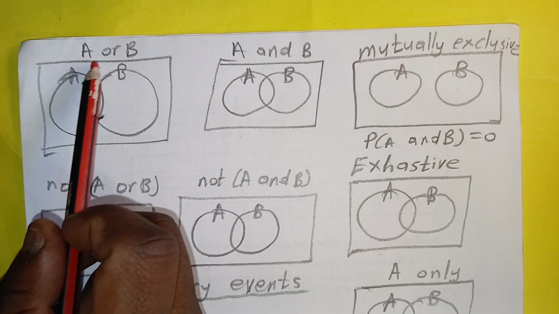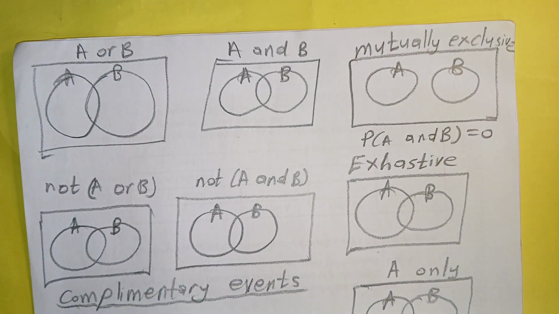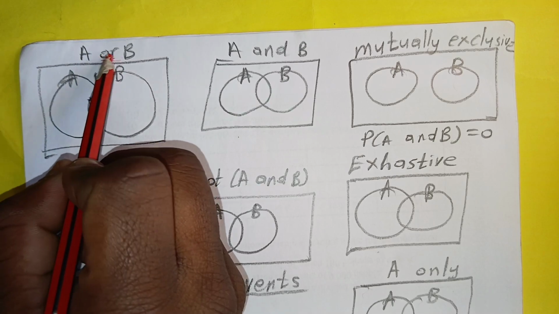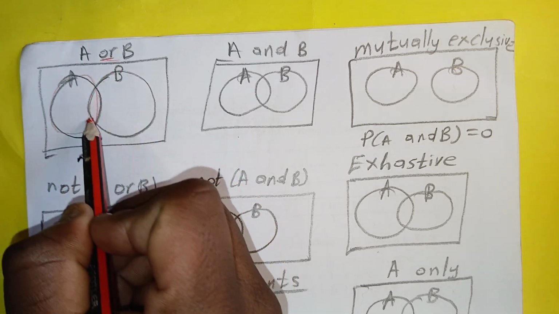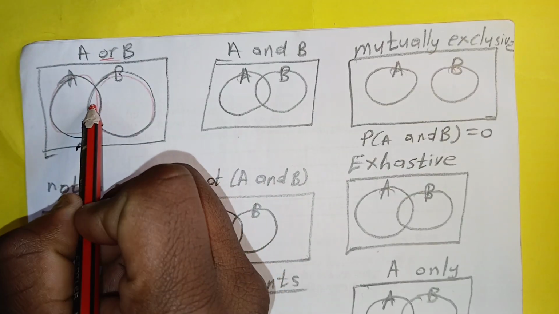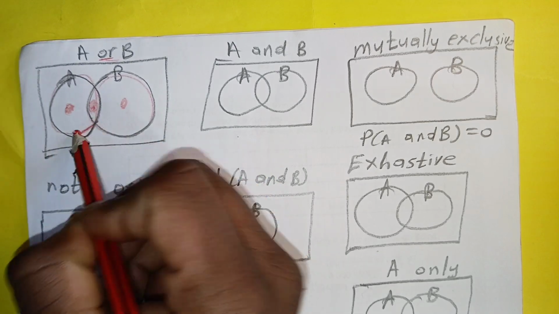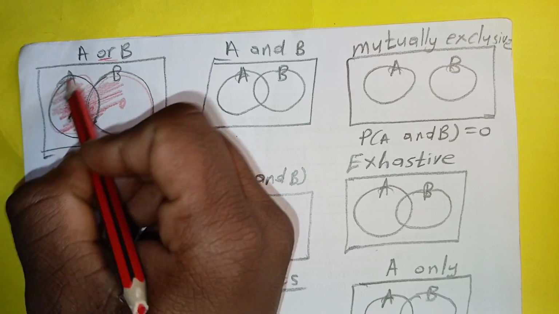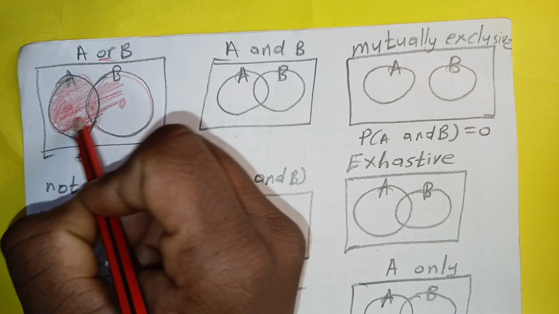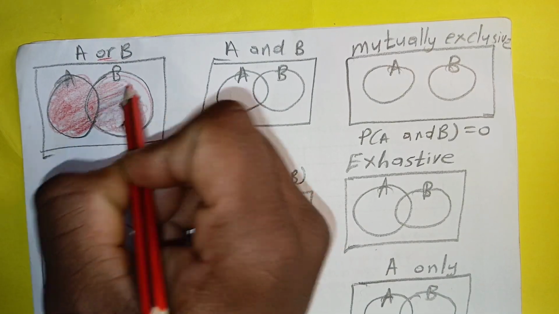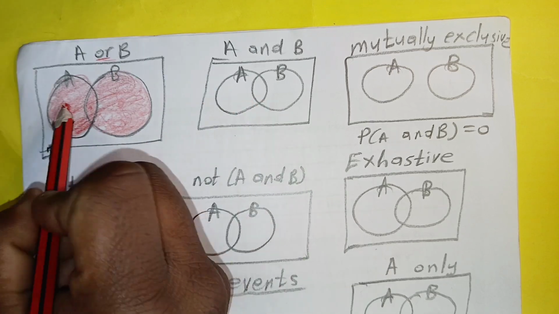In this video I just want to show you this type of question, whereby they say shade A or B in this diagram. When they talk about A or B, they talk about three things: A, or B, or both of them. So we shade all this part here. When they talk about A or B, they talk about everything inside event A and event B. They talk about 1, 2, 3.